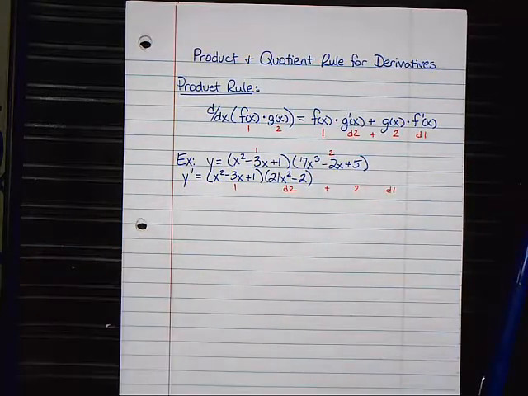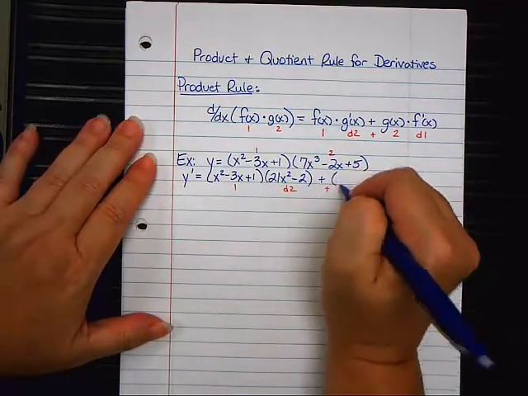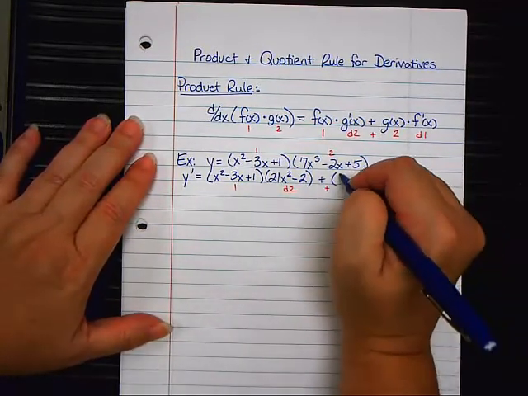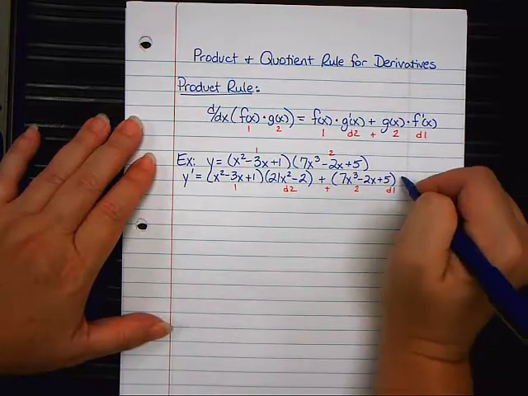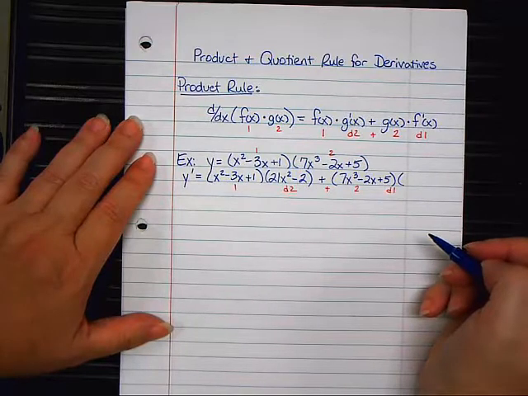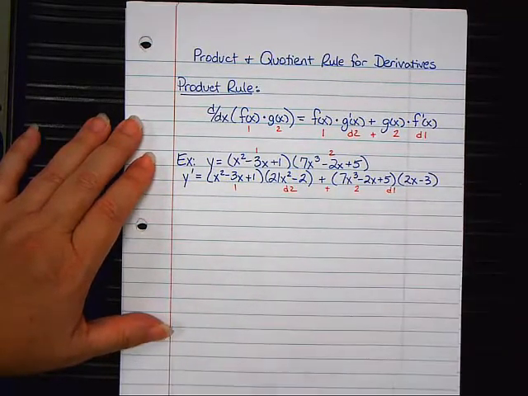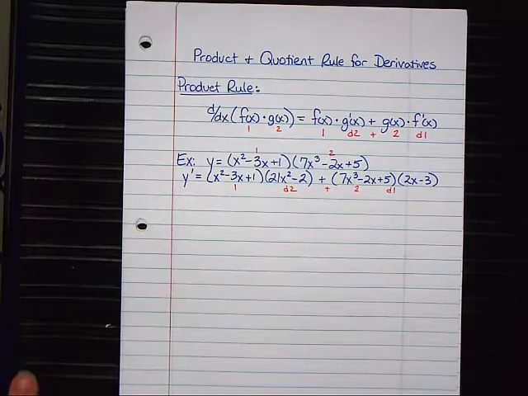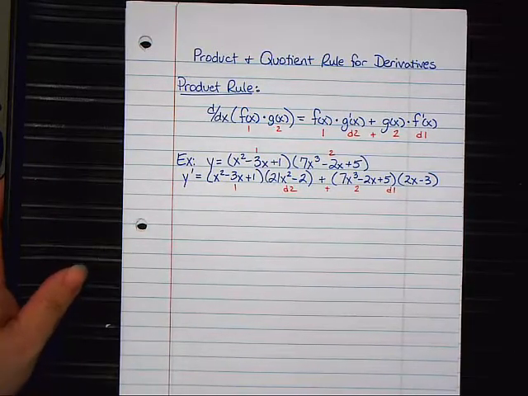2d1, right? 2d1 is the next step. So plus, now copy 2 down, 7x to the third minus 2x plus 5 times 2x minus 3. Agreed? That's 2d1. So you understand the process of copy the first, take the derivative of the second, copy the second, take the derivative of the first. Now, I need to clean this up.